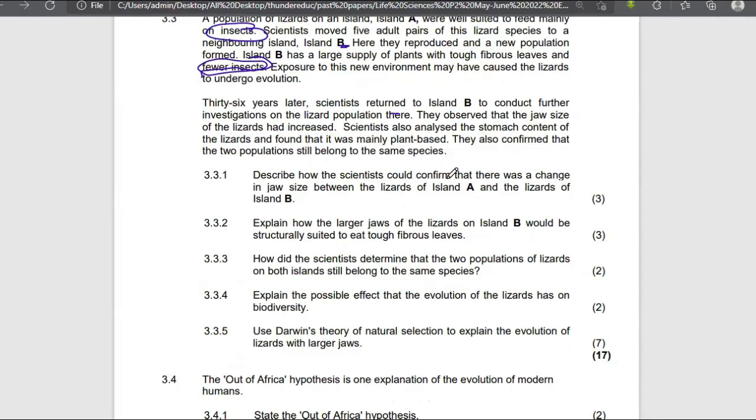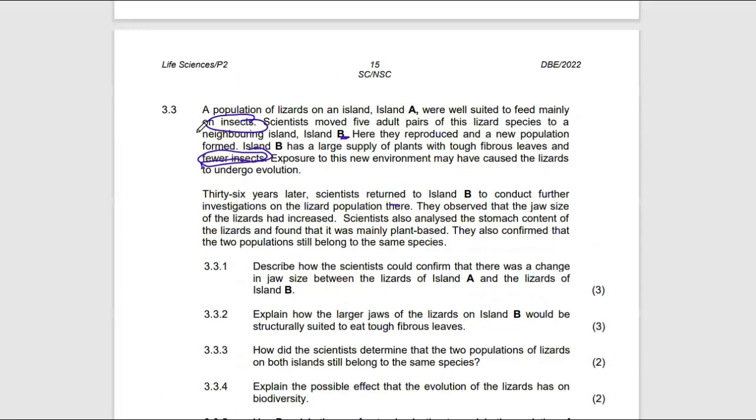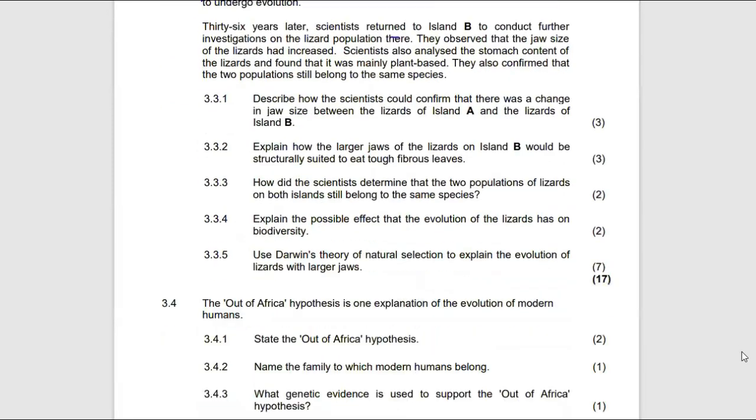So basically, what the scientists could use to confirm that there was a change in the jaw is, this is an obvious answer. It means that they had to measure the lizards on island A and the lizards on island B, and check whether the jaw size is the same, and they can compare the differences if the difference is there. Then explain how the large jaw of the lizards on island B would be structurally suited to eat the tough fibrous leaves.